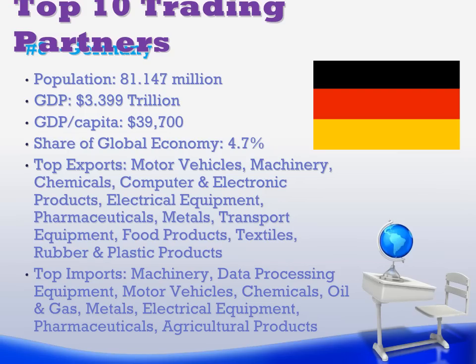Number 8, Germany. Yes, the large market that is in the middle of the European Union. A large population of 81 million and a huge GDP of 3.39 trillion, translating to a fairly wealthy market yet again, and a share of the global economy of 4.7%. They're a nation that manufactures a number of motor vehicles that you guys are, I'm sure, all familiar with, and machinery, equipment, chemicals, and all sorts. They import a number of things such as machinery and data processing equipment and other resources they need for their economy.